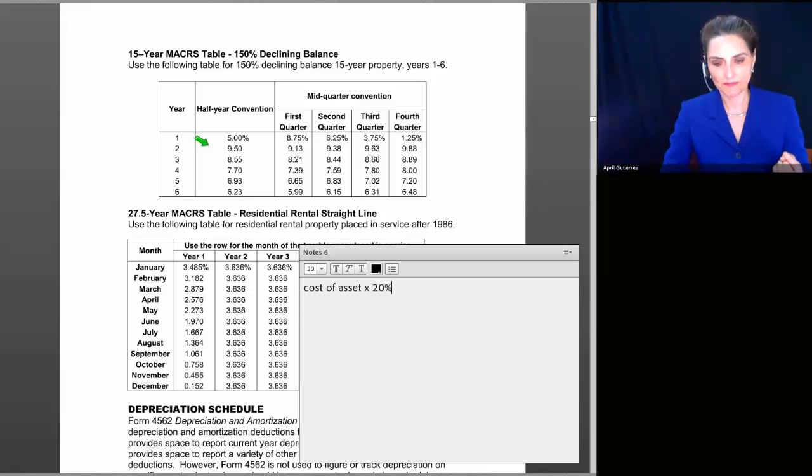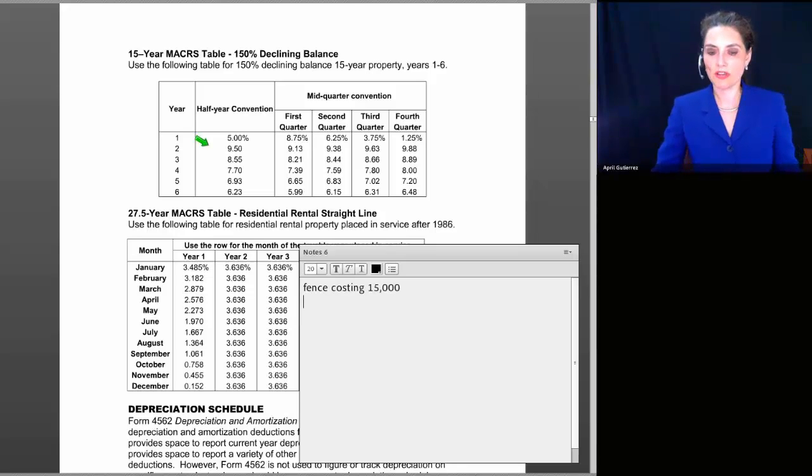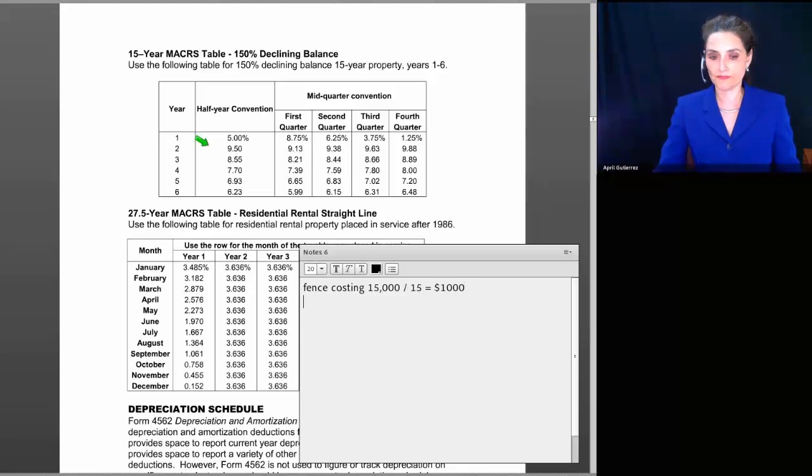Let me make this better. I'm going to do the formula. We'll do a fence because that's 15-year property. So a fence costing $15,000 over 15 years, that would, you'd think, give you $1,000 a year straight line, wouldn't it? So $15,000 over 15 years equals $1,000 if you're going straight line.